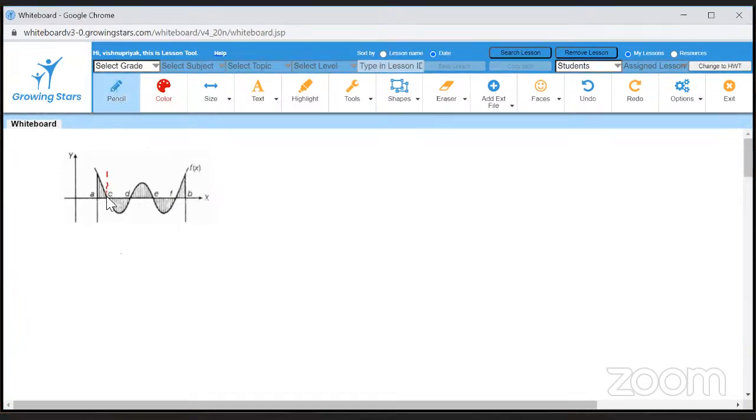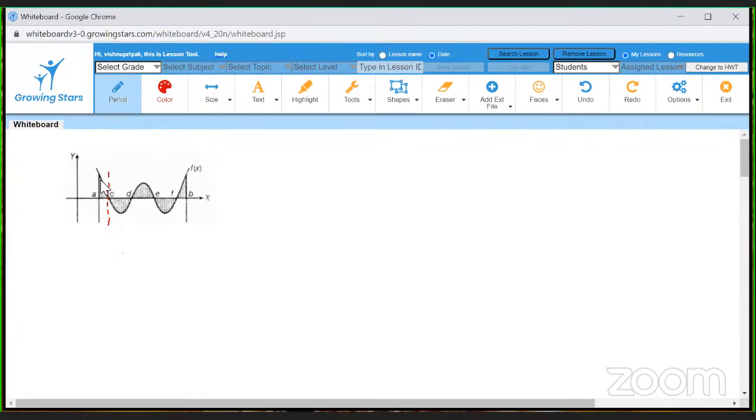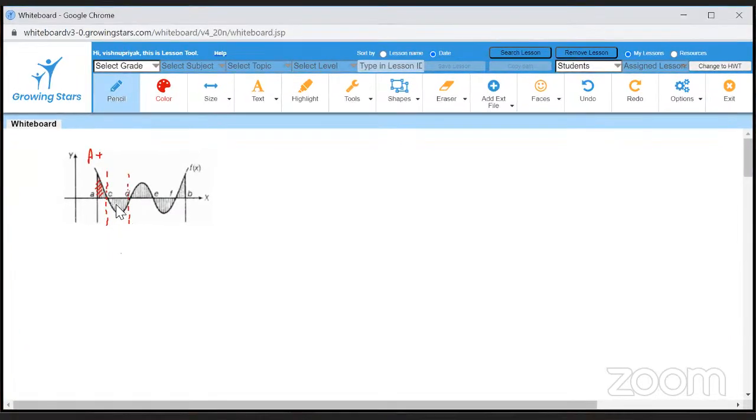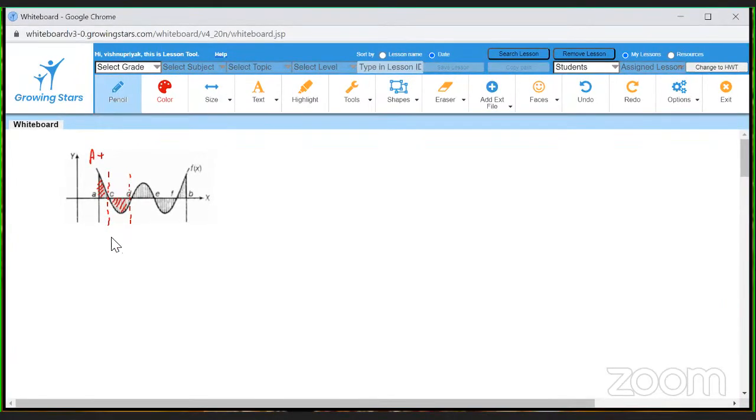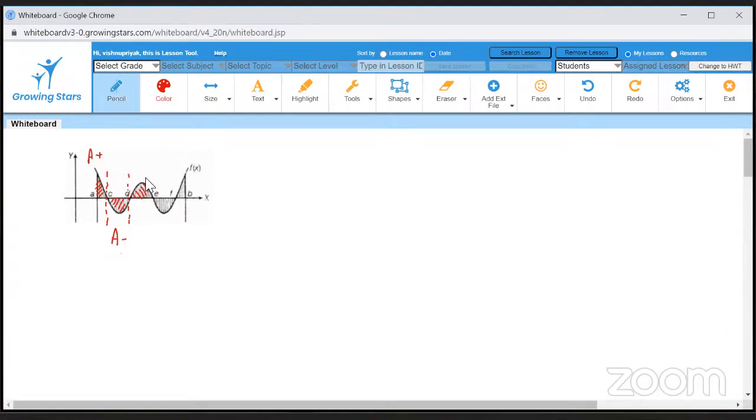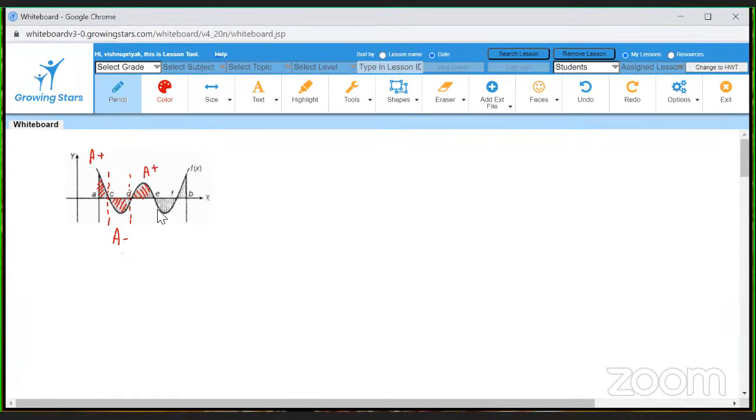from A to C, the curve is above x-axis, area will be positive. From C to D, the curve is below x-axis, so area will be negative. From D to E, the curve is above x-axis, area will be positive. And from E to F, the area is below x-axis, so it will be negative. Lastly, from F to B, again the area will be positive.